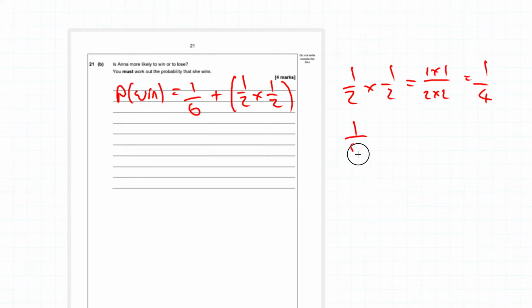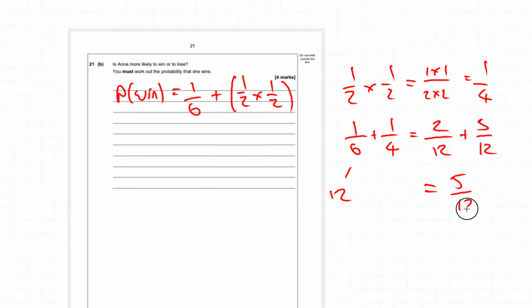And then we've got 1 over 6 plus 1 over 4. The lowest common multiple of this one is 12. So that's equal to 2 over 12 plus 3 over 12. That's equal to 5 over 12. Now, here the probability of winning is equal to 5 over 12.